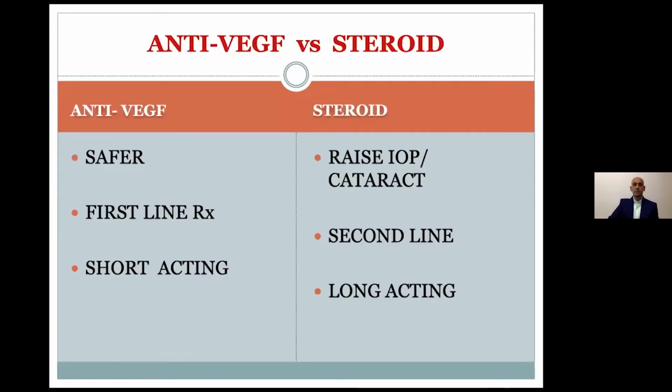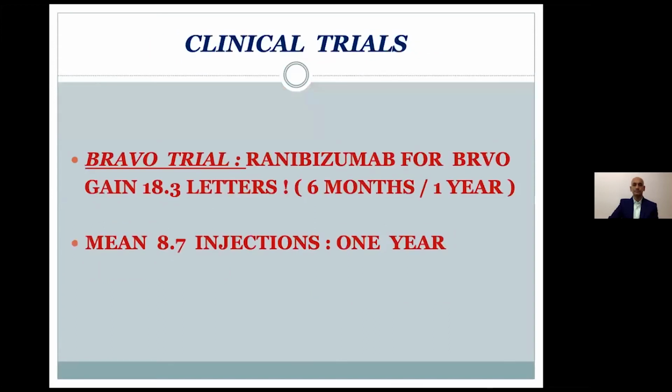So when you compare anti-VEGF and steroids, anti-VEGF is safer and first line. Steroids can cause raised IOP and cataract. So that is their drawback. So they are kept as second line, but they are long acting agents.